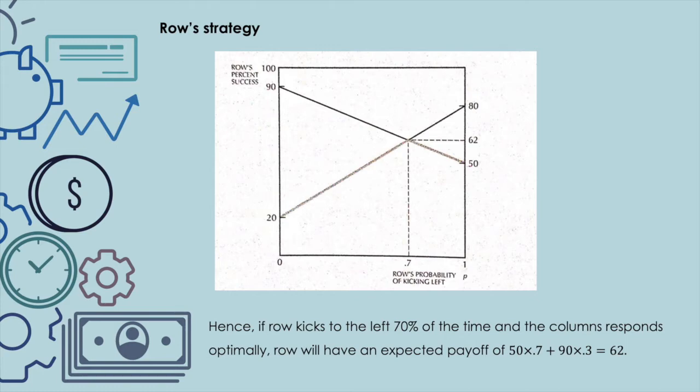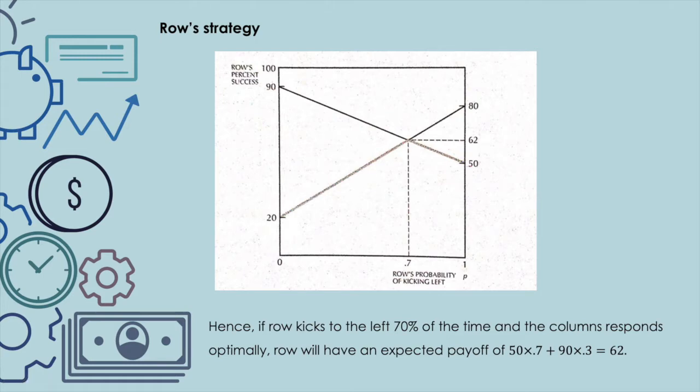If column believes that row will kick to the left half of the time, then the column will want to jump to the right, since this is the choice that minimizes row's expected payoff. So this is the row's strategy. These two curves show row's expected payoff as a function of P, the probability that he kicks to the left. Whatever P he chooses, column will try to minimize row's payoff.